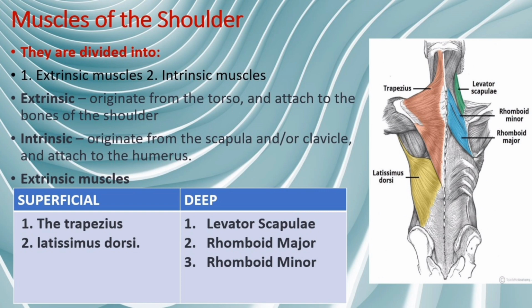Note: there are other muscles that act on the shoulder joint, the muscles of the pectoral region, and the upper arm. In this video, we shall look at the anatomy of the extrinsic muscles of the shoulder, their attachments, innervation, and actions. The extrinsic muscles of the shoulder originate from the trunk, and attach to the bones of the shoulder, the clavicle, scapula, or humerus. They are located in the back, and are also known as the superficial back muscles.